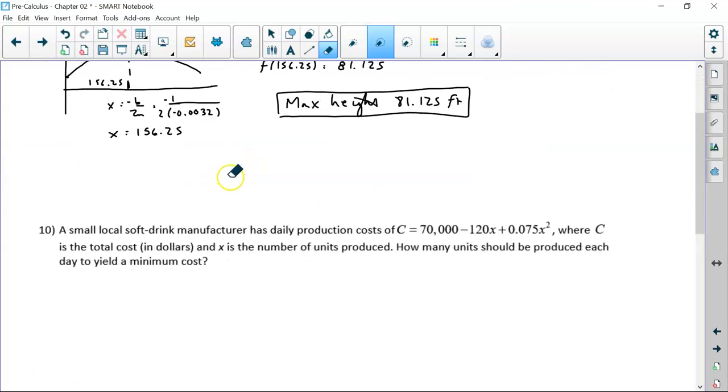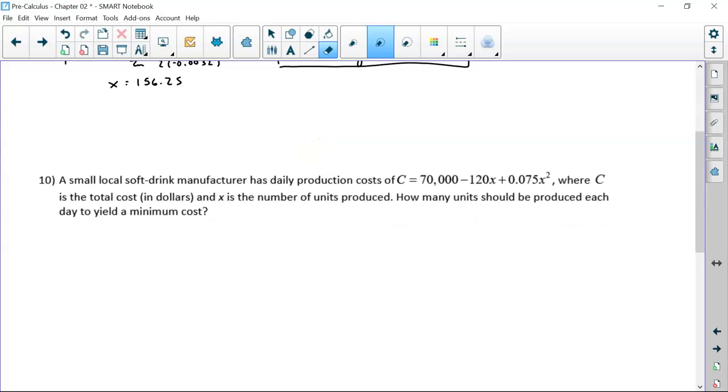A local soft drink manufacturer has the production cost given in that function, where C is the total cost in dollars and X is the number of units produced. How many units should be produced each day to yield a minimum cost? Now, I want to see this in standard form. So C equals 0.075x squared minus 120x plus 70,000. Since A is positive, the parabola is going to open up, so that minimum cost is going to be at the vertex. The cost is our y value, but we have to find x first.